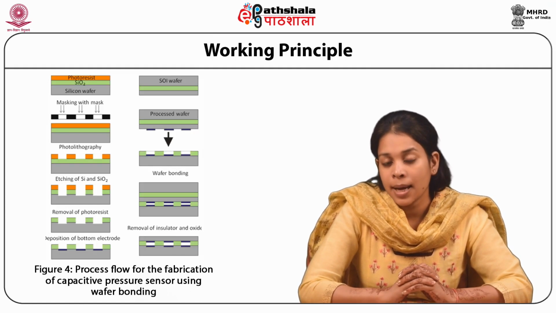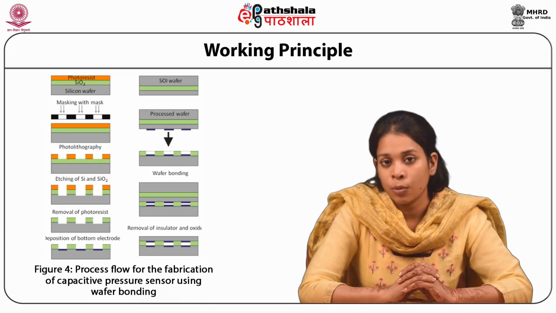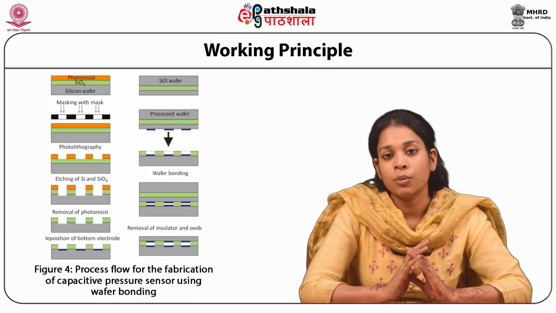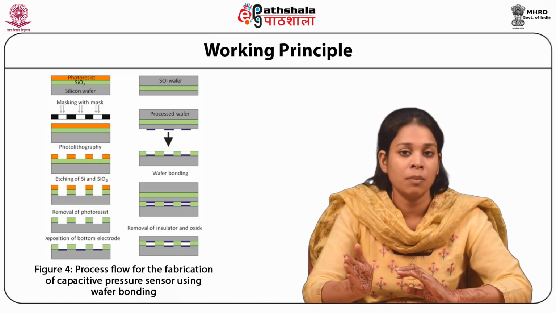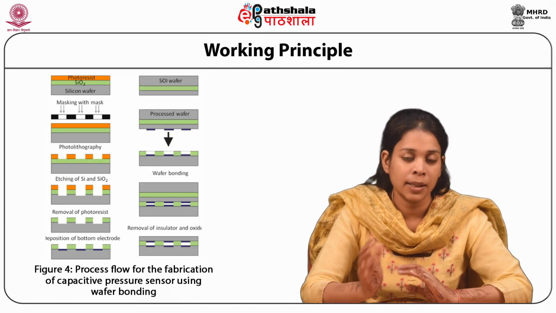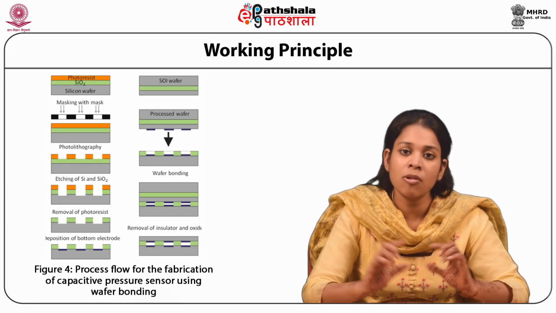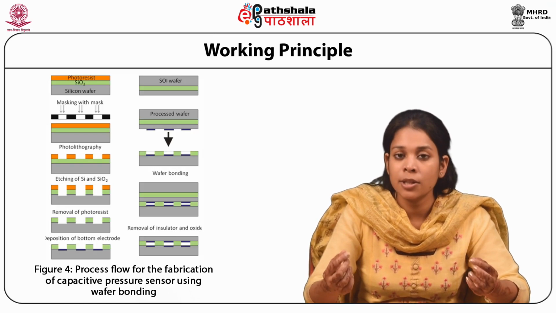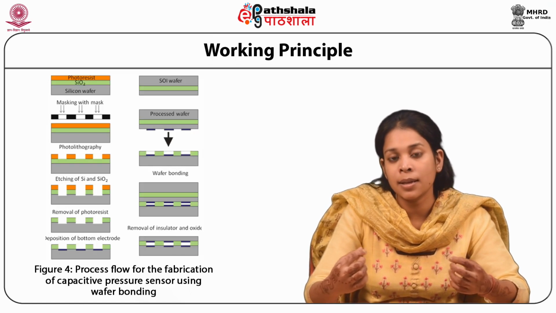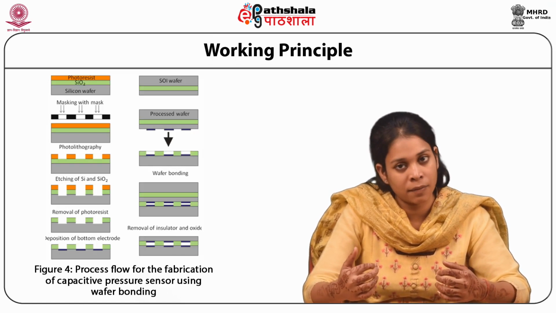Now in the second step, we are taking the SOI wafer. So you can see on the second column of the figure on the top side, the SOI wafer. So SOI wafer is silicon on insulator, that is silicon, silicon dioxide, silicon wafer.